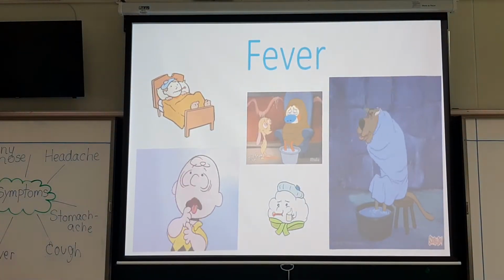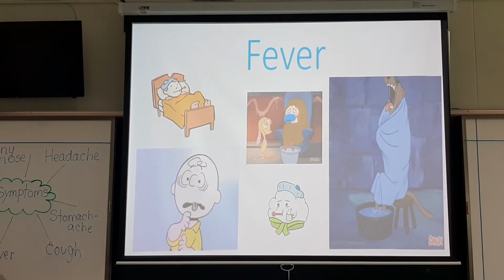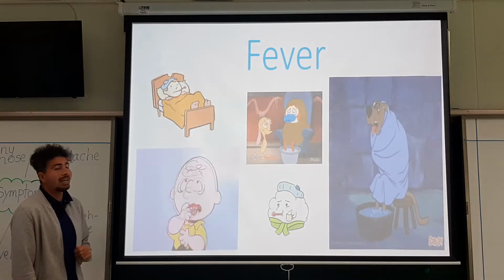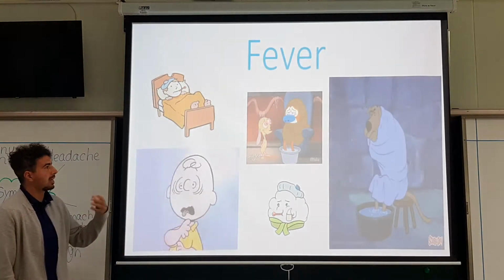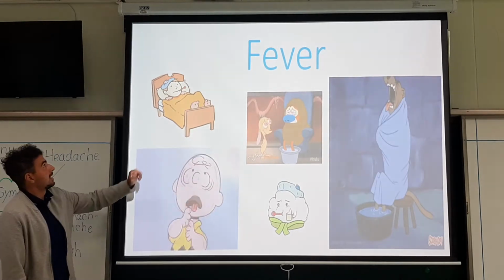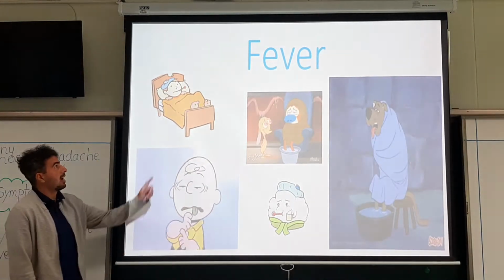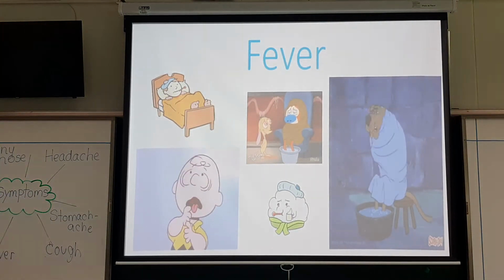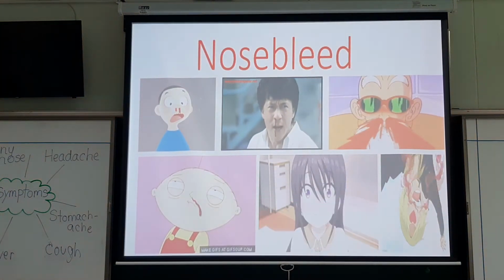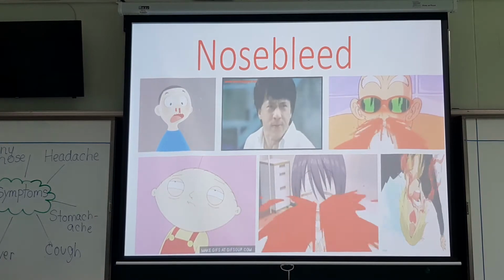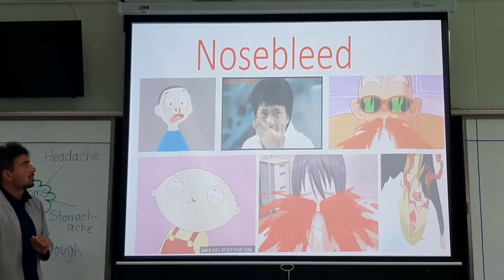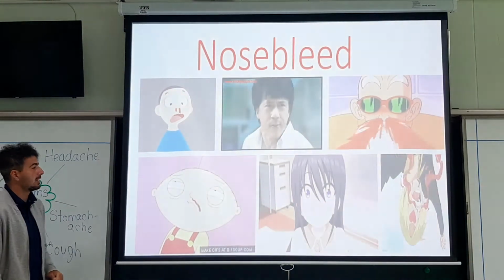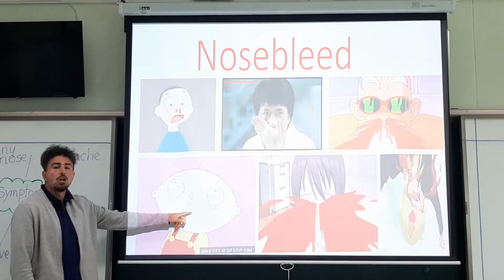And the next one is fever. Fever. When we are too hot or too cold, we can get a fever. We can get chills, it can be very hot. And we need to take our temperature like here. Yeah? If it's very high, we have a fever, okay? The next one is nosebleeds. Nosebleeds. Blood comes from your nose. It could get hit or it can happen on its own when you are sick. Nosebleed.